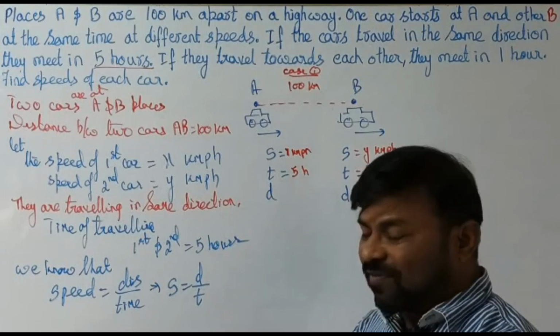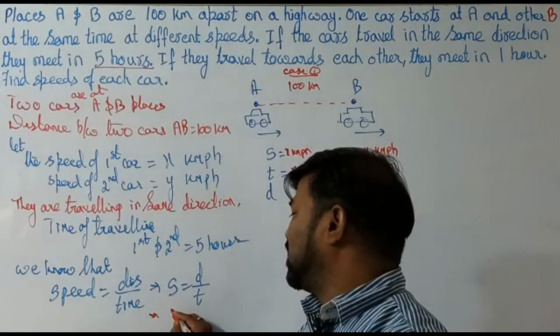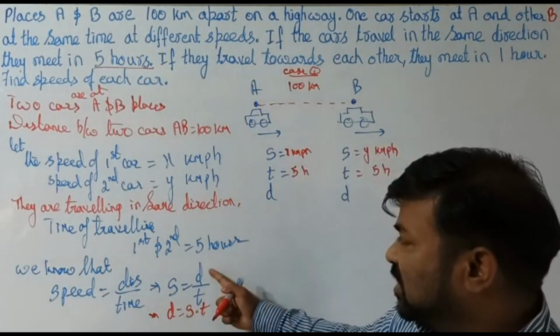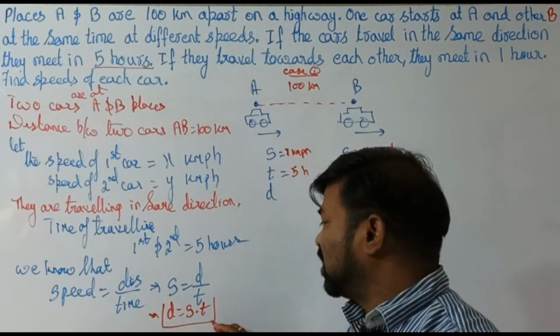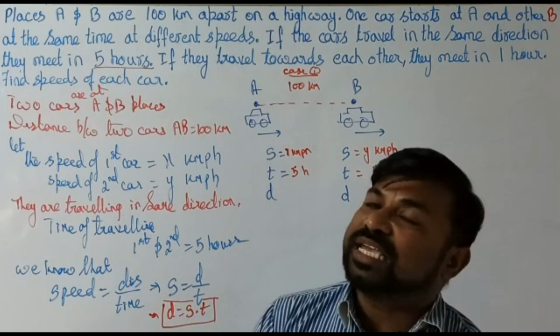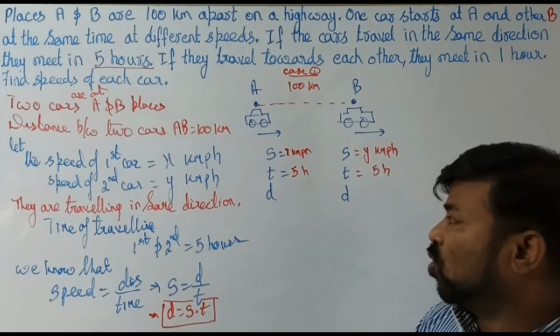So let's convert the formula in terms of the distance. Shall we say distance is equal to speed into time? Yes, I am transposing this one. So to know the distance, always use the formula D is equal to S into T. This is the formula we are using.